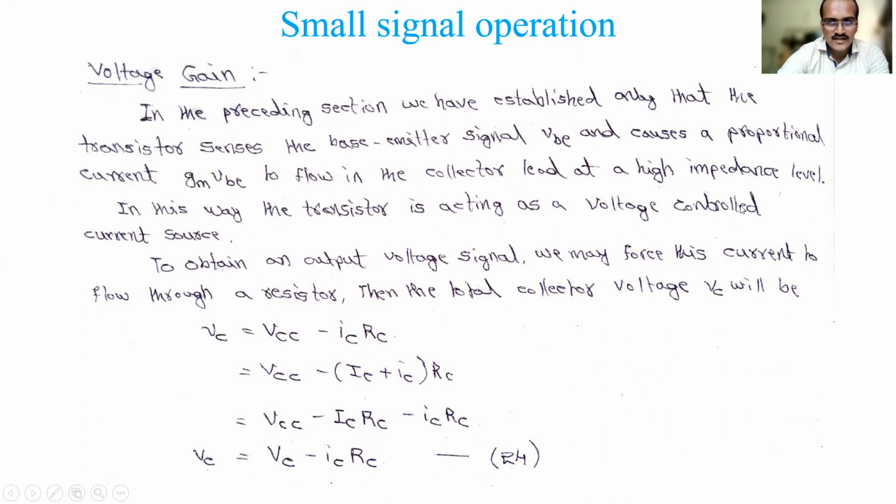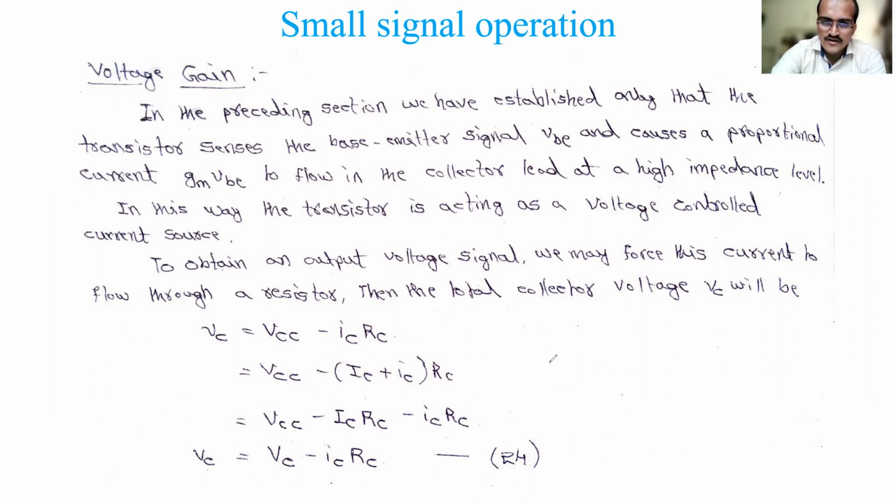This point I have mentioned earlier, and I will be discussing this in the model also. So this is a voltage controlled current source. To obtain an output voltage signal, we may force this current to flow through a resistor. Then the total collector voltage VC will be as follows. In the transistor, the main thing is establishing the base current; once you establish the base current, it gives the collector current, given by beta times IB. Once you get the collector current, you can easily find the output voltage.